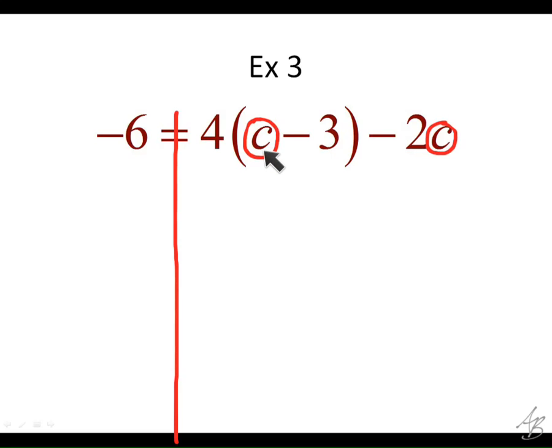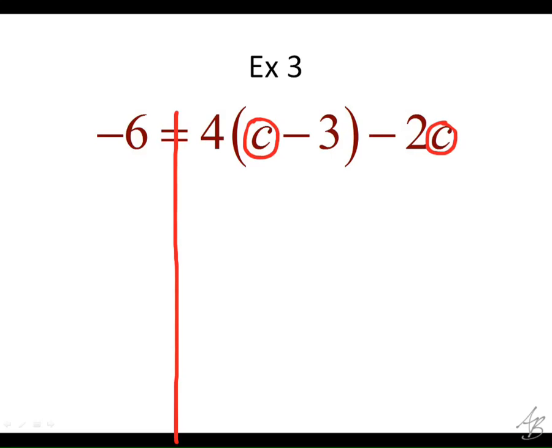Why is this not really 1c? Can anybody tell me? Since we have this 4 out front, in front of the parentheses, this 4 is going to be multiplied by that 1c. So it's actually going to be a 4c. So if we try to combine like terms first, then we're not going to get the 4 in front of the c. So we can't combine like terms until we get rid of parentheses.